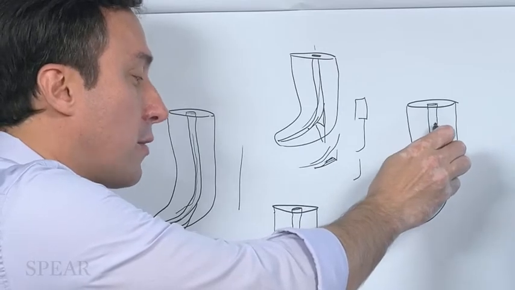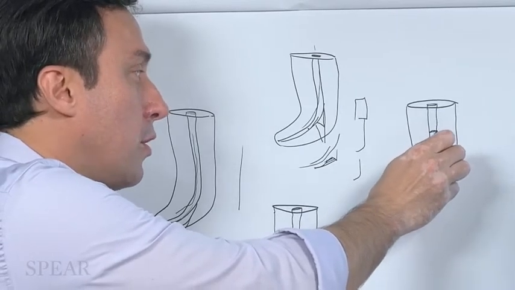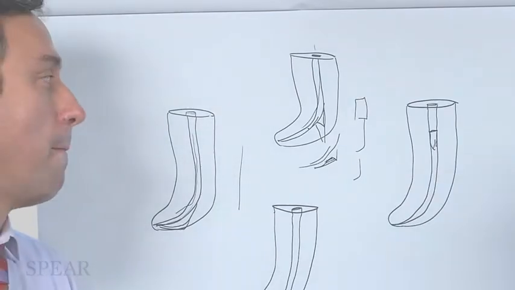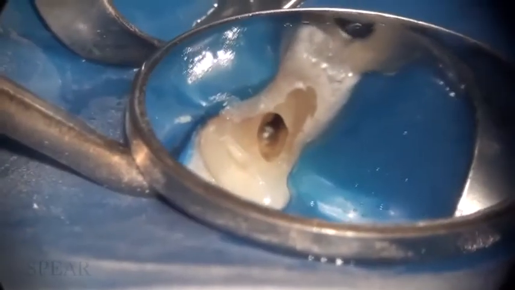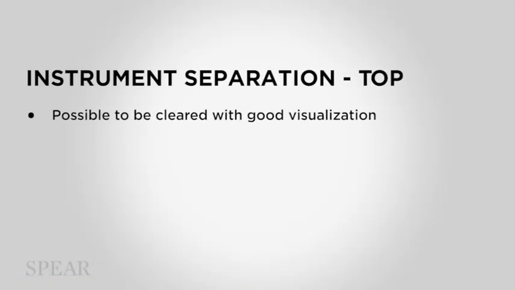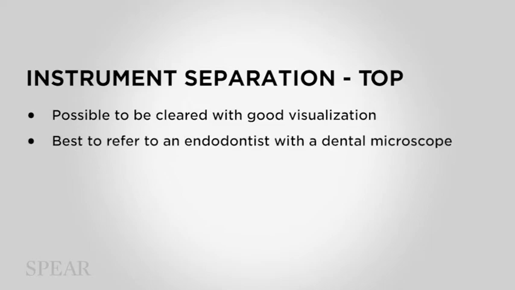If an instrument fracture occurs up on top, if you have a piece of the instrument that breaks on top, you could probably remove it if you can visualize it using the microscope, right? But the key is visualization. And this is not something that, if you're a general dentist and you're using just loops, you're going to be able to do with an ultrasonic. This is a case which you have to refer to an endodontist with a microscope.